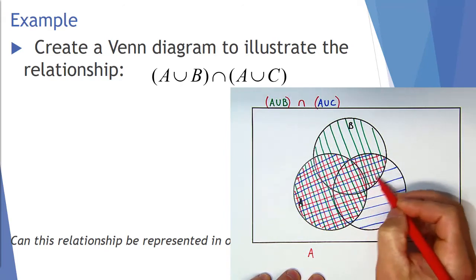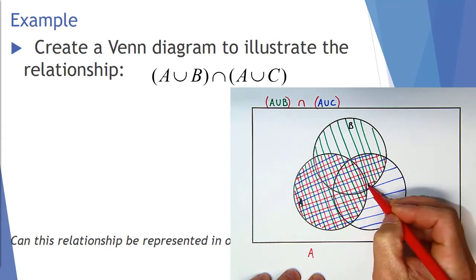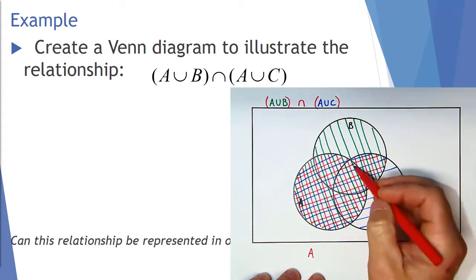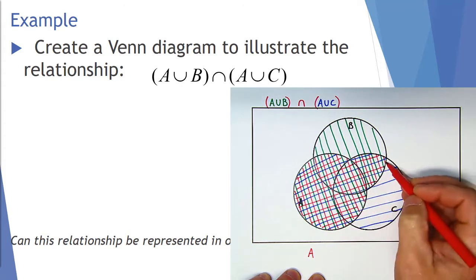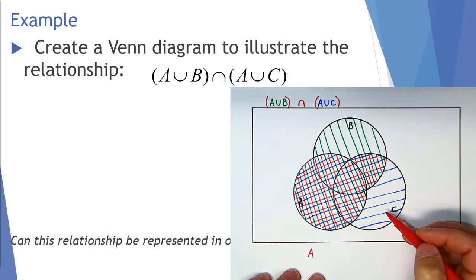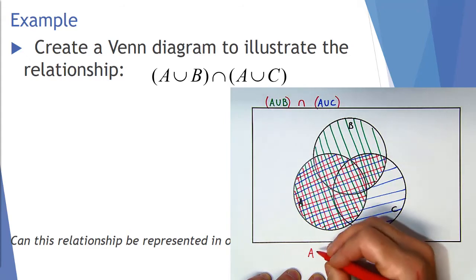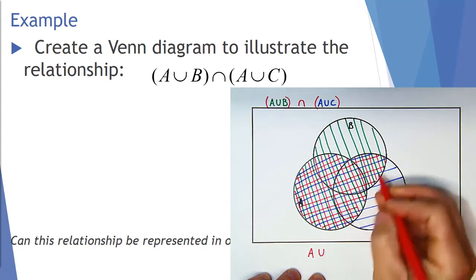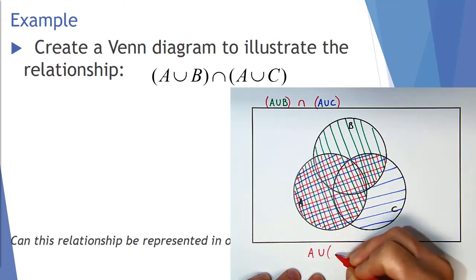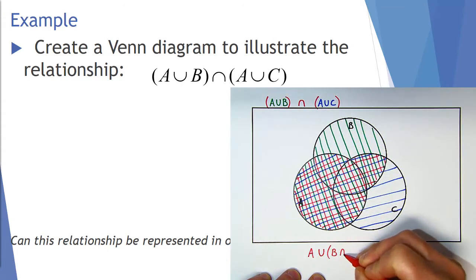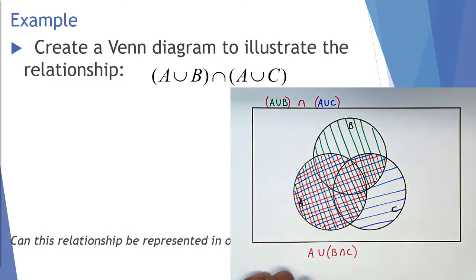Well, we don't have to limit ourselves to just this little tail that's sticking out. We could say that it's everything in A with the football-shaped intersection of B and C. So we could call this A union, A joined with the football that is B intersect C. And there's another representation of the same subset.